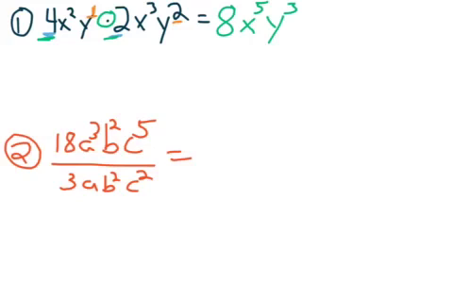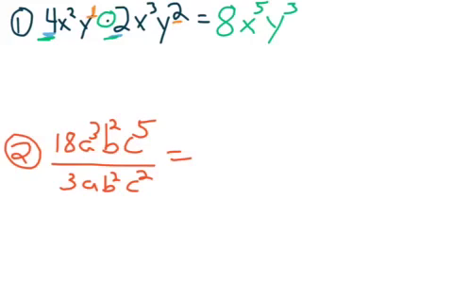And then also last week we talked about dividing monomials. So here again I have 18 a to the 3rd b squared c to the 5th, divided by 3a b squared c squared. So go ahead and copy that down in your notebook. I'll give you a second to do that.